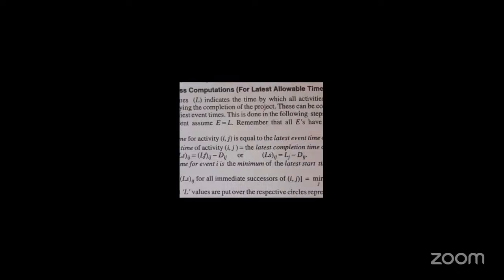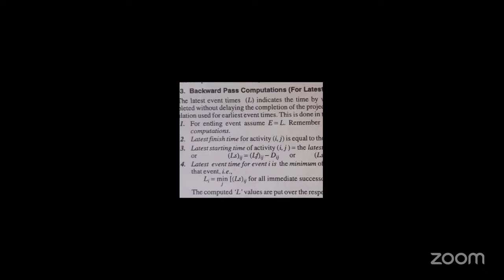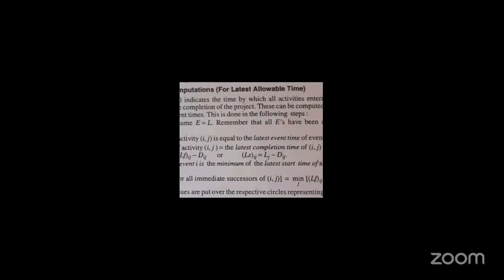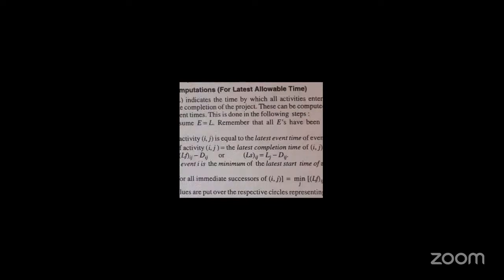And remember that all E values have been computed in the forward pass. After computing all the forward pass values, EST and EFT, we come to LST and LFT. The latest finish time for activity Ij is equal to the latest event time of event j, that is LFT equals Lj. Whatever the time is for event Lj, that is the latest finishing time.